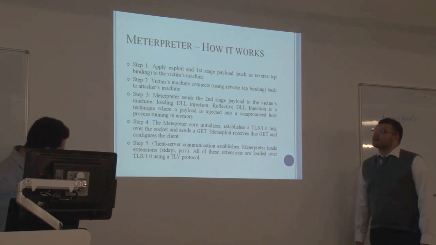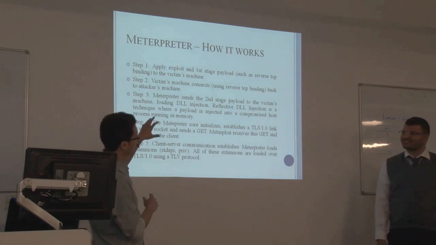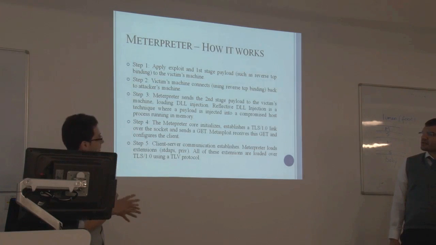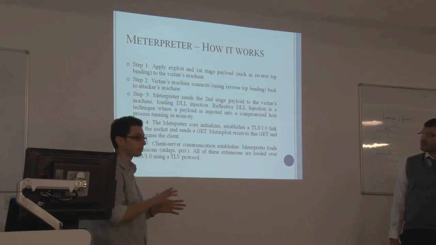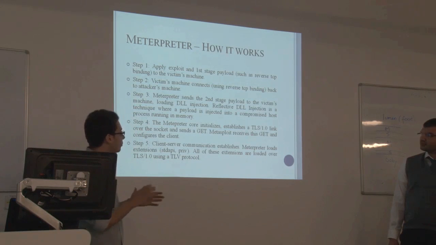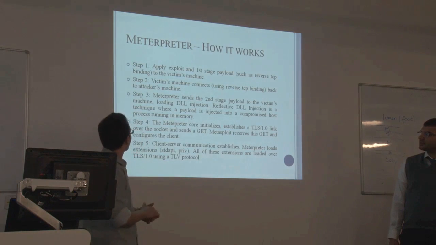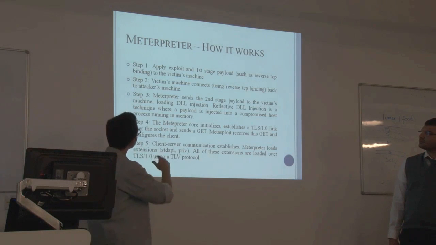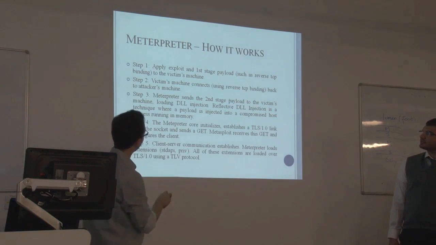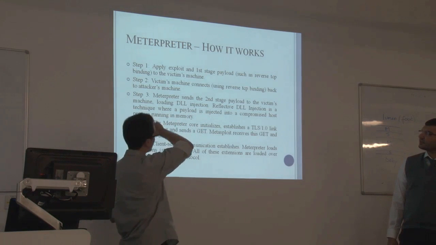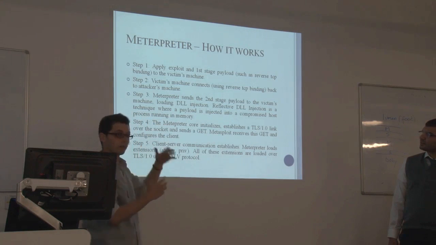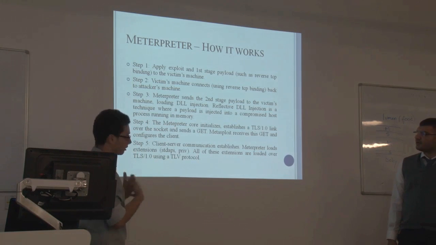Now, how it works. Don't be scared about how bad this slide looks. I'm not going to go into any technical details because we are less interested in how Meterpreter works and more interested in what it does. Well, I'm just going to say that we have 5 steps before we can use Meterpreter. The first one is applying the exploit with the first stage of the payload, such as the reverse TCP binding that we are going to use on the victim machine. Then the victim machine connects back to our attacker's machine, the host machine.